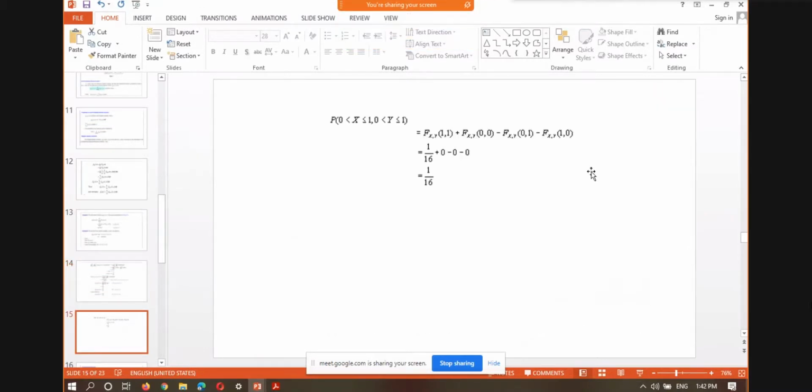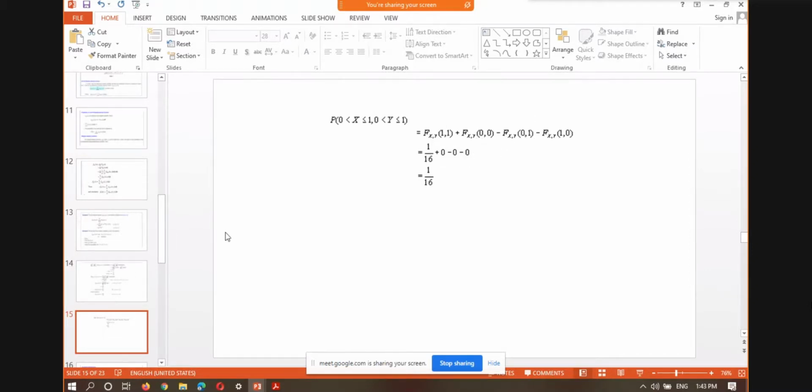Now the last part is to find this probability. To calculate this probability, we know that x is greater than x1 and less than or equal to x2, and y is greater than y1 and less than or equal to y2. So this probability can be rewritten in terms of the joint distribution function like this: F(x2, y2) minus F(x1, y2) minus F(x2, y1) plus F(x1, y1), because this y2 and x2 are here.